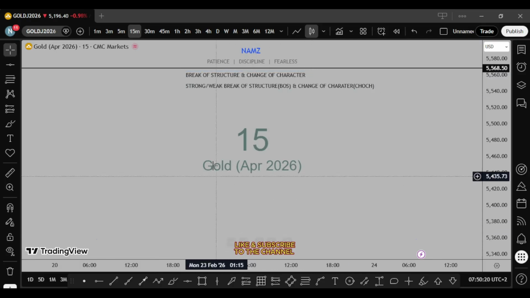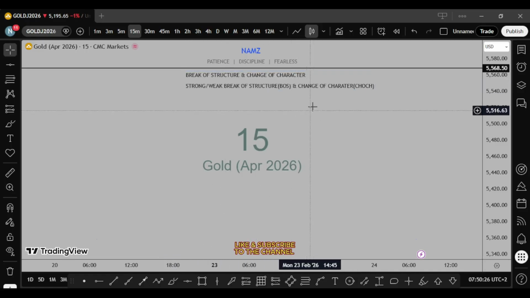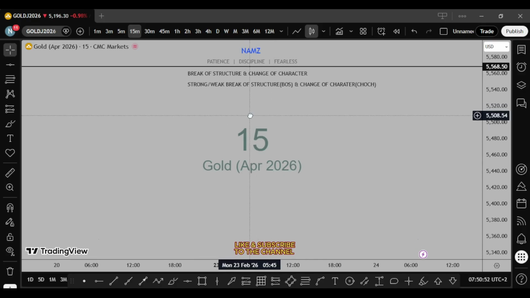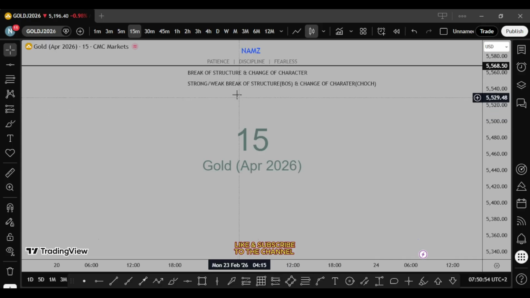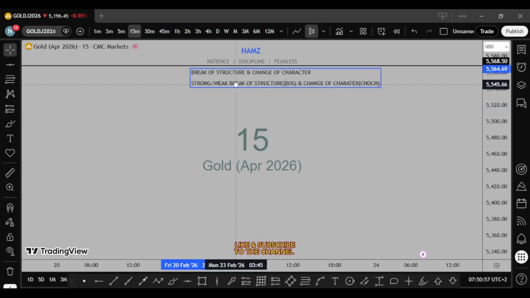So in today's tutorial we'll be looking at what I call break of structure and change of character, and also we have a strong break of structure known as BOS. Break of structure is just known as BOS, and we also have a strong change of character known as CHOCH. CHOCH means change of character. And we also have a weak break of structure as well as weak change of character. So without wasting much time, let's dive into it.